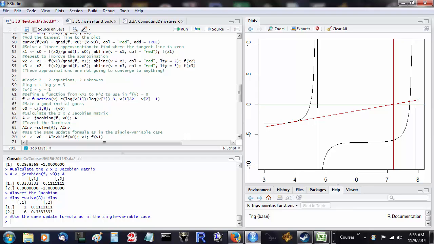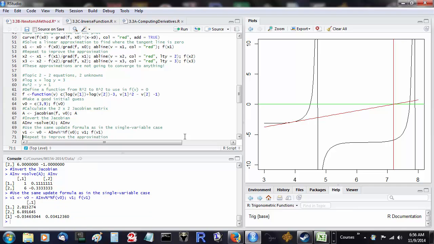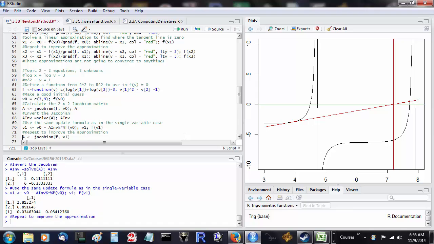My improved approximation v1 is just v0 minus the inverse of the Jacobian approximation multiplied by the vector f of v0, which specifies how far the function is off. And now I've got an improved approximation to my solutions. x is 2.81, y is 6.89, and when I evaluate the function, I'm not doing too badly. Both components are off by 0.034 and change, but we can do better.